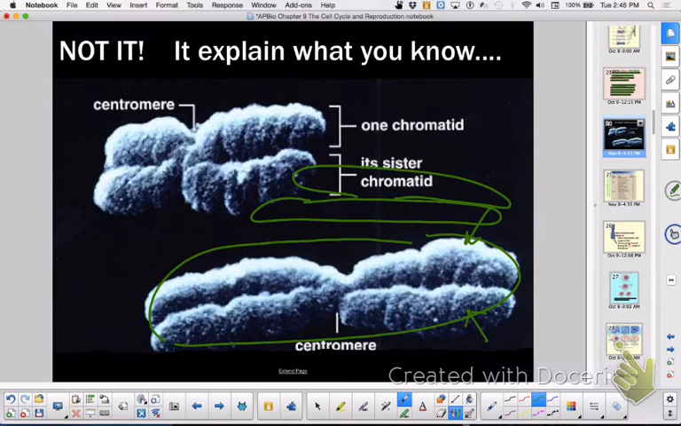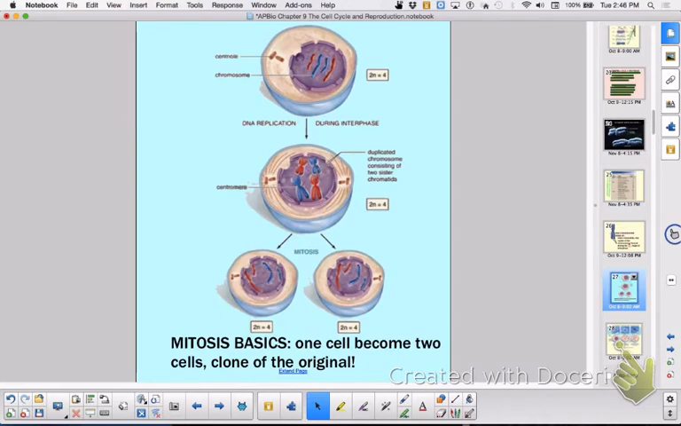Okay? And in mitosis, we want every single chromosome that's in that cell to replicate itself, line up in the middle, and separate the sisters so that each cell gets a copy of those sisters. And so we said, for example, in this cell, how many chromosomes are in this top cell? How many? Can you see that?